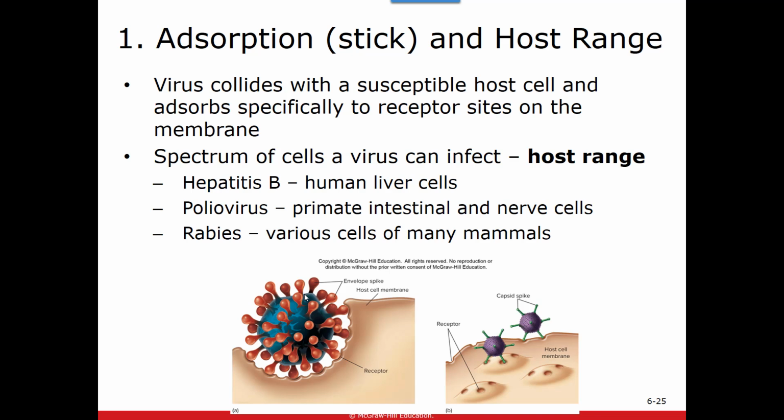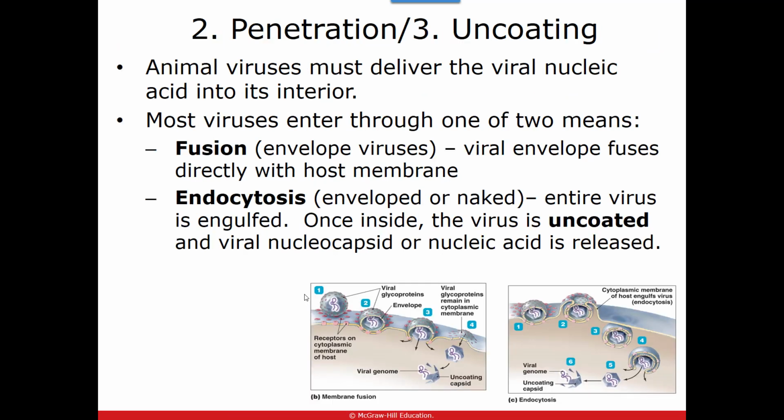Once it attaches, it's got that penetration and uncoating. So it can get inside. Sometimes it does this through fusion. When the cell itself sticks, all of the phospholipid envelope that it has, along with our cell membrane, all fuses together. It's all phospholipids. They kind of just meld together, and the protein coat, the capsid, and the nucleic acid come in. Then you have the uncoating.